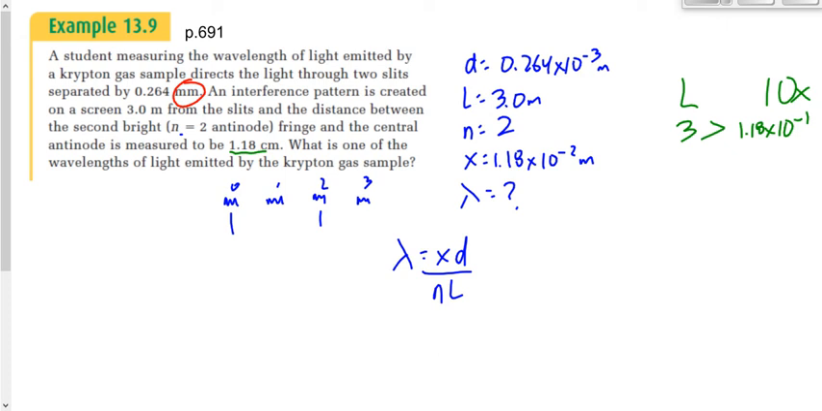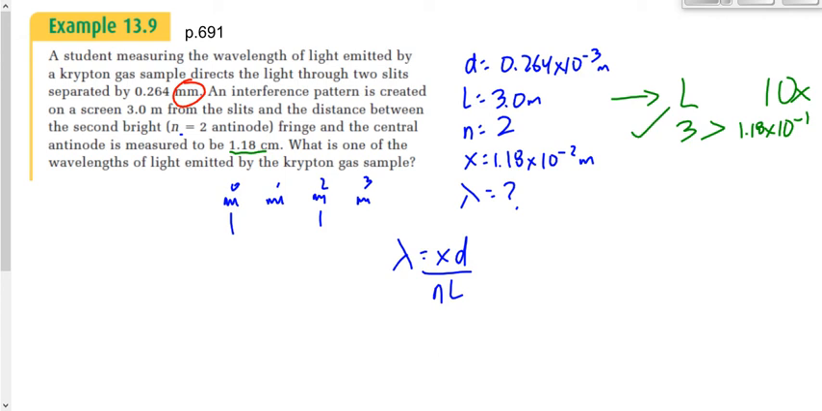Somebody this morning said, what if 10x is really, really close to L? Can we do it then? Yes. This little rule of thumb that I've come up with errs on the side of caution. So even if 10x is equal to L, you're still good. Just don't use it if 10x is greater than L, that's all.